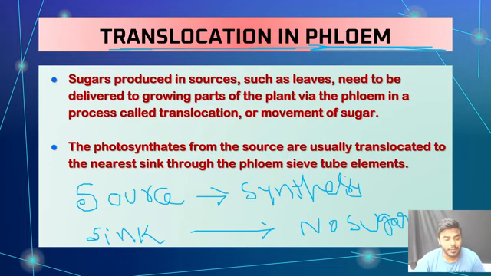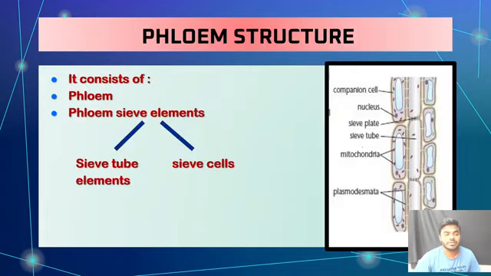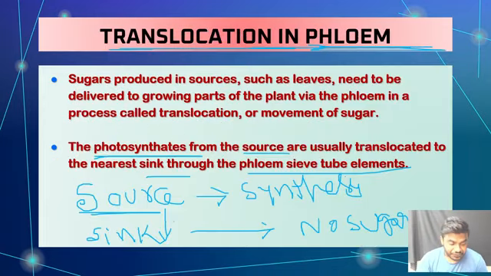Now everyone remember, from where to where are these moving, friends? Sugars always move from the source to the sink. So the photosynthate means the solutes which we produce. What will we produce? Of course, we will produce sugar. So the sugars always move from the source to the sink via phloem sieve tube elements.